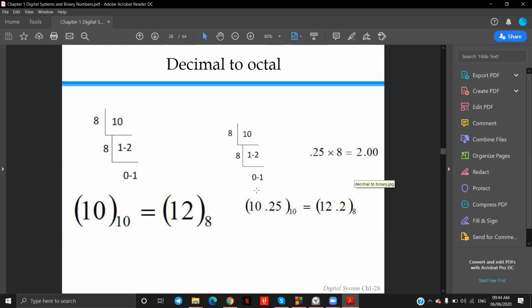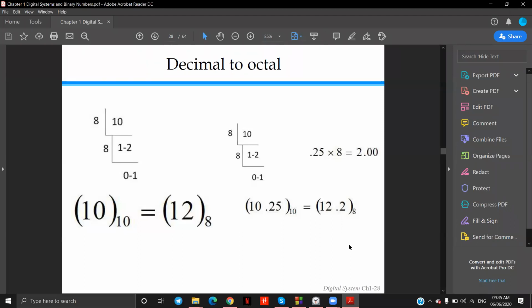Now the converted value of 10.25 is 12.2. Remember to count the remainders from bottom to top, and the integer parts from the multiplication results from top to bottom. So the converted value of the decimal number 10.25 to an octal number is 12.2. I hope you can understand how the decimal to octal and decimal to binary conversions work.